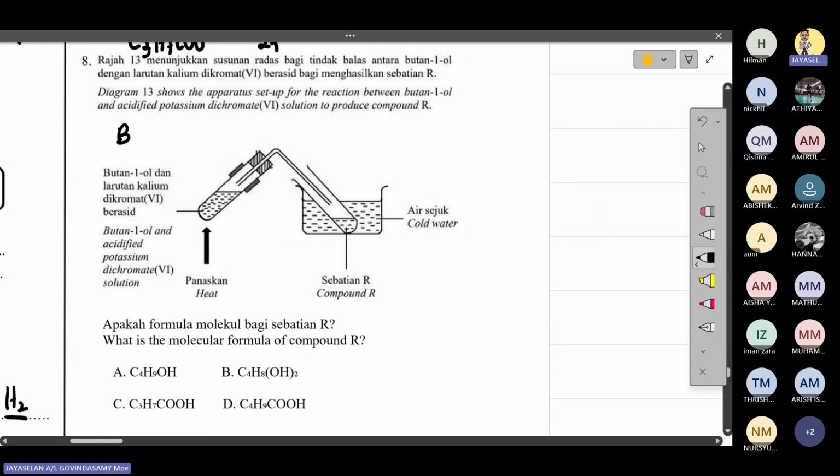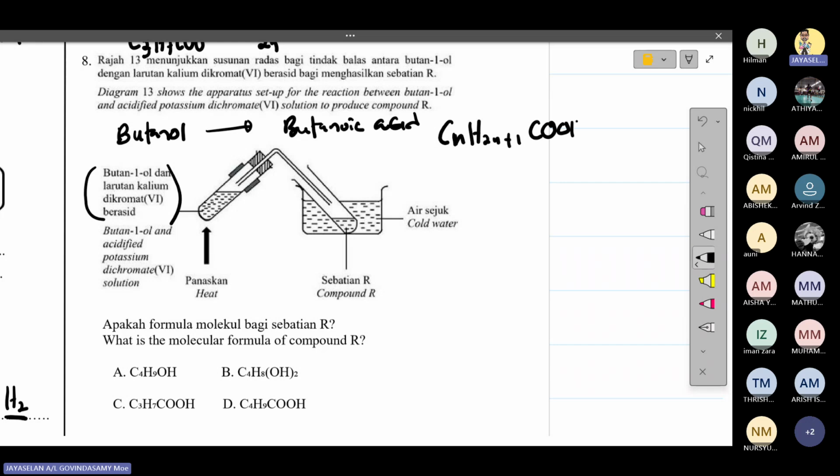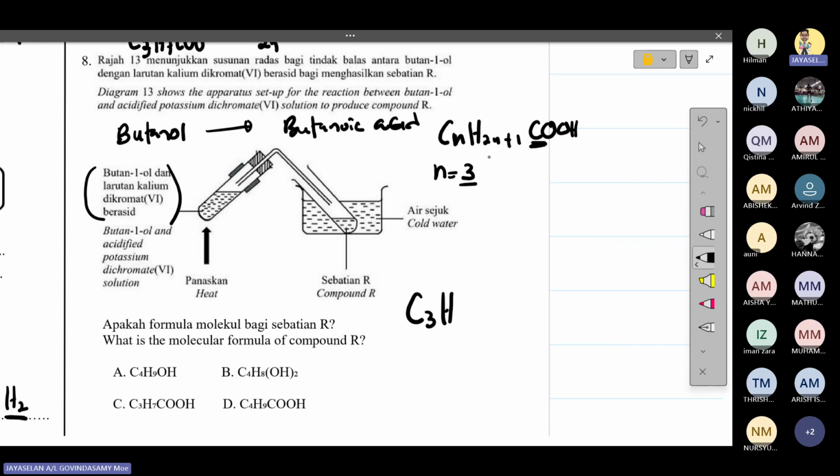Okay, this is built. C? Okay, C. Let's see. Okay, we do this one. Butanol, acidified potassium dichromate(VI). You will get what acid? You will get butanoic acid. Butanoic acid, right? Write down the general formula CnH2n plus 1 COOH. They already give you 1 C, right? So apply buta means N4, right? Apply 3. 3 plus 1 is already 4. So C3H will be 6 plus 1, 7, COOH. This is the answer. Where is the answer? C. Okay, Amirul is correct.